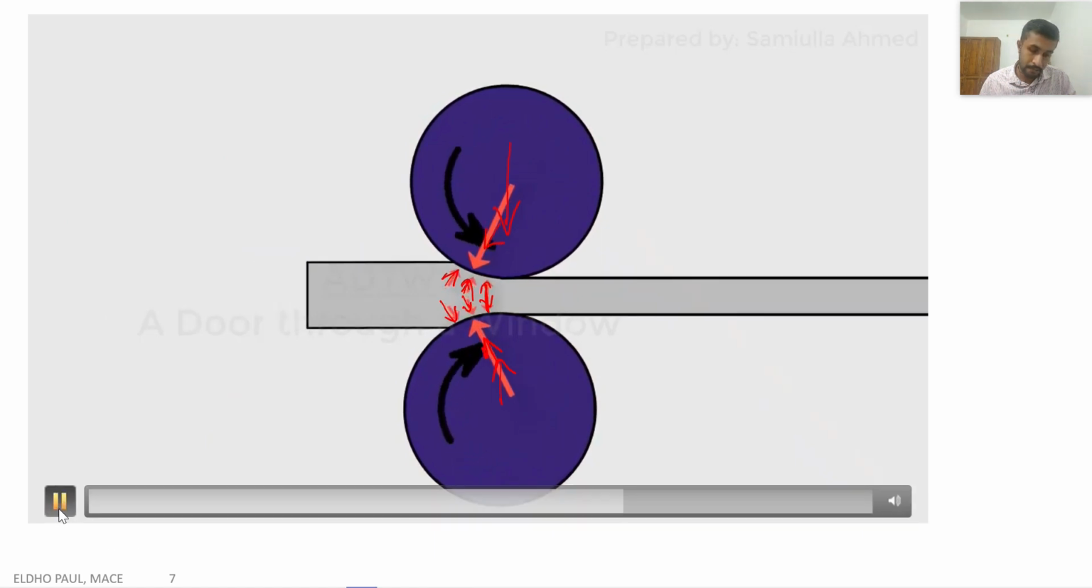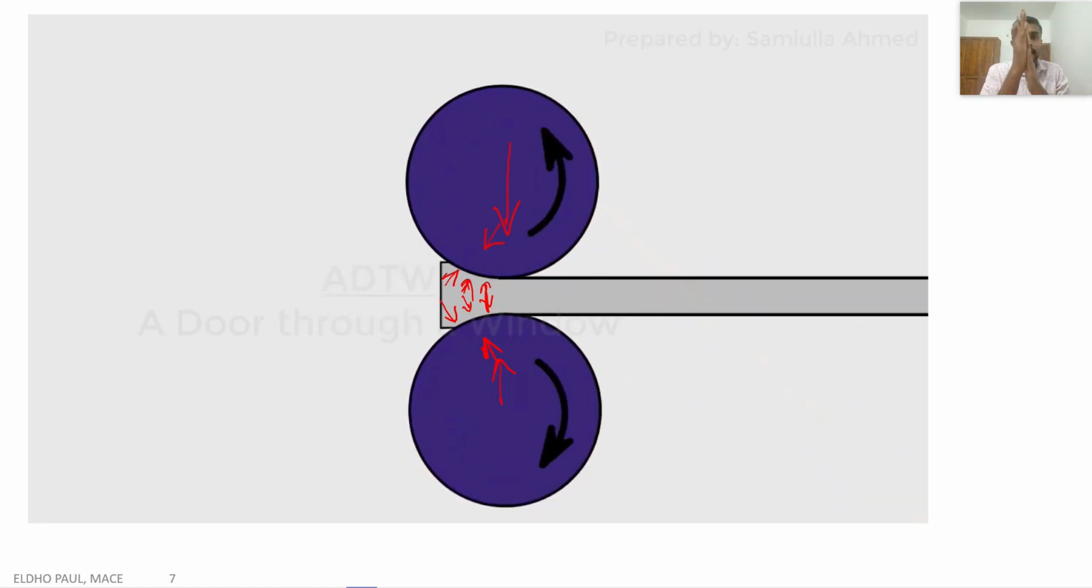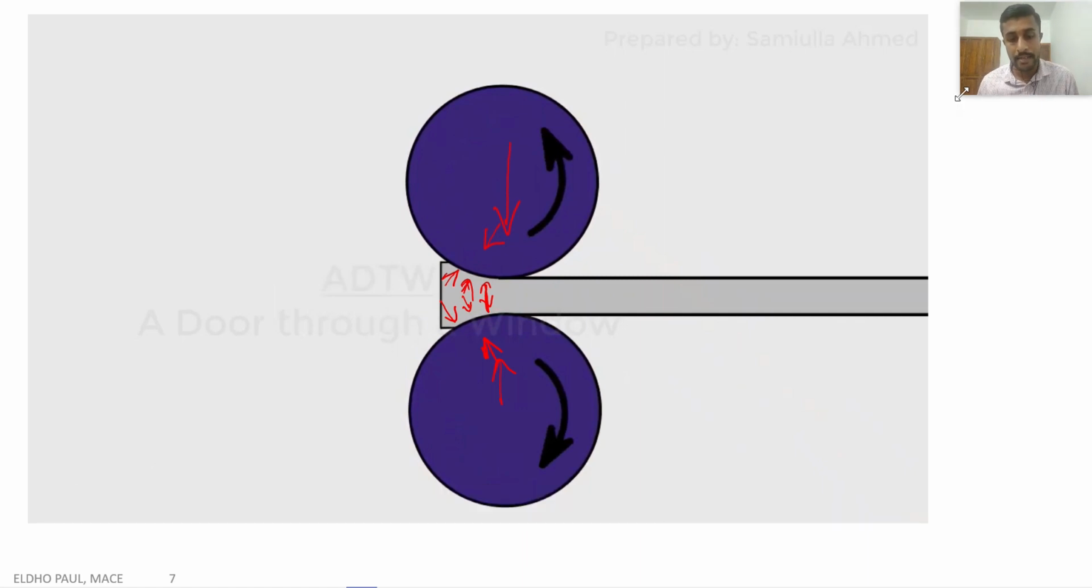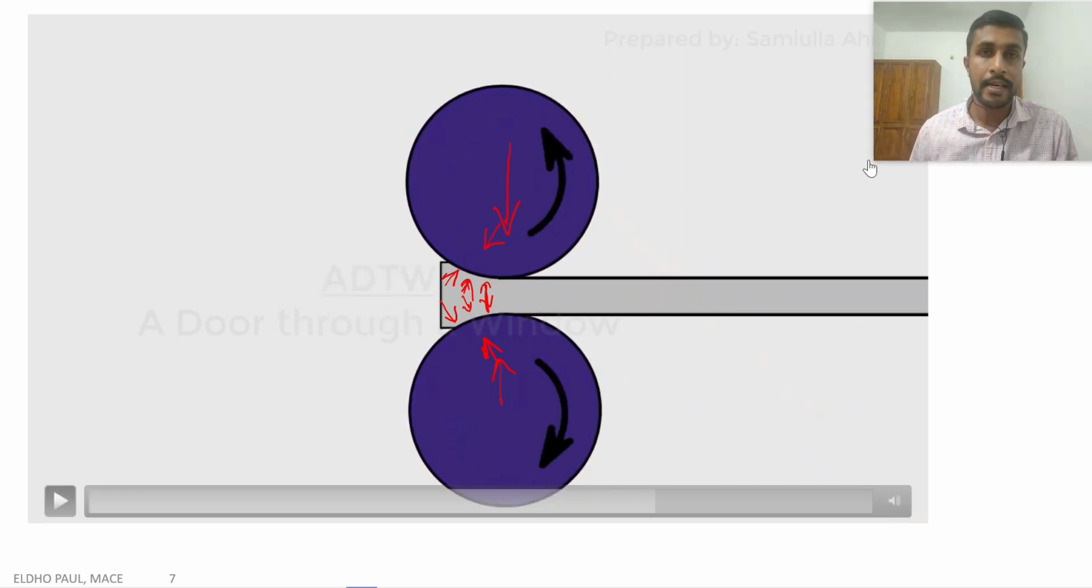Friction dominates the process. Here there will be friction. We can see a sliding between the roller and workpiece. This sliding creates friction. The friction force plays an important role in the rolling process. We will study in detail the friction between the rollers and workpiece later.